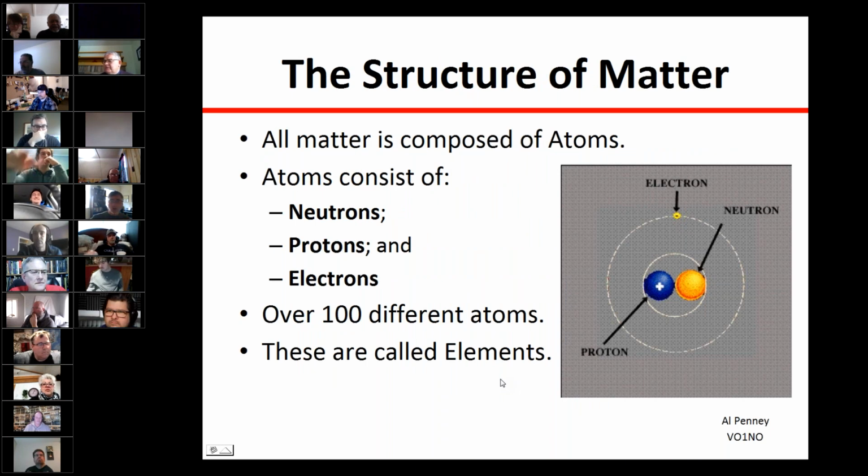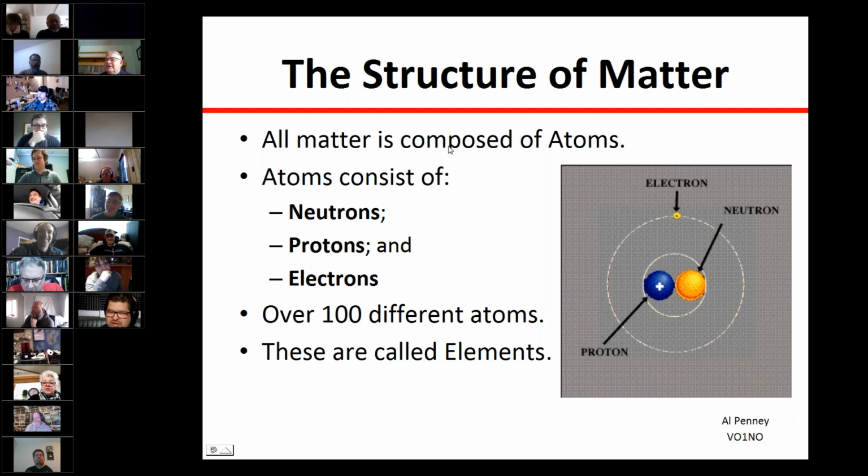So I'm going to be like Sheldon Cooper, and let's go back to the very basics, the structure of matter. So everything is composed of atoms. In fact, you should never ever trust an atom because they make up everything. Oh well, it was a joke.